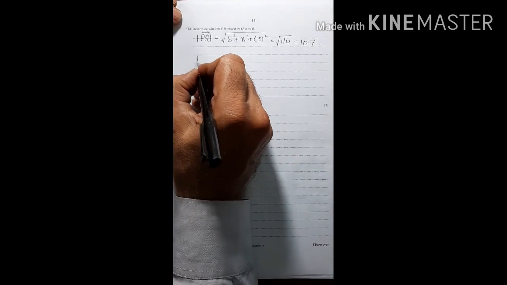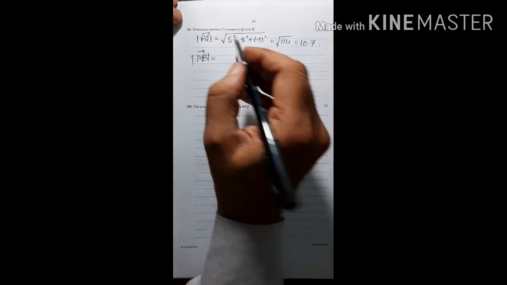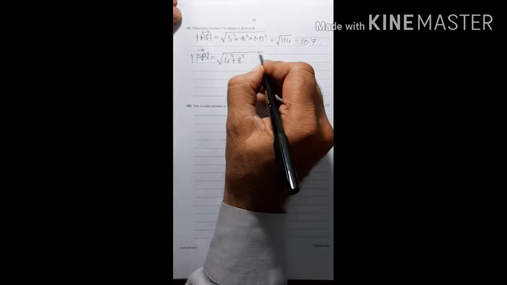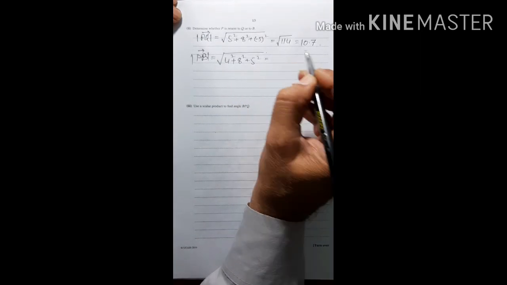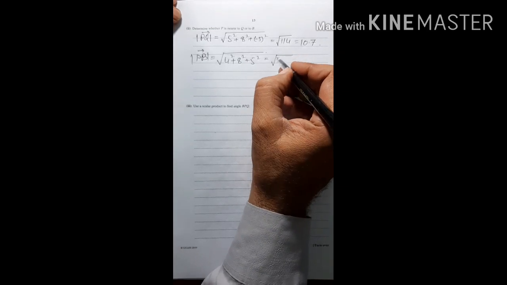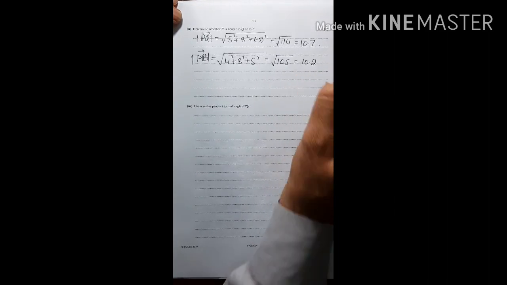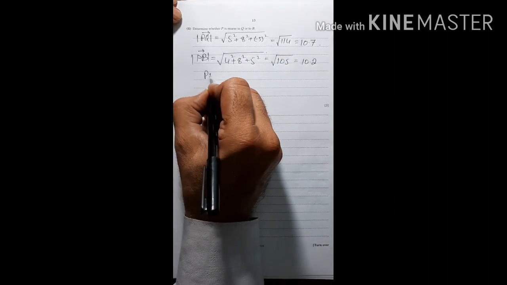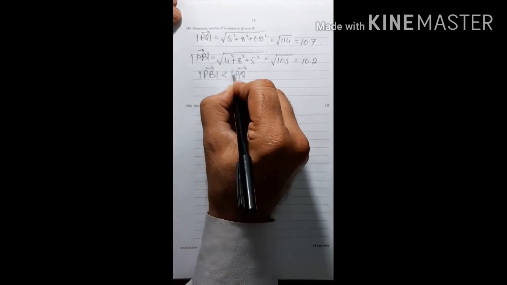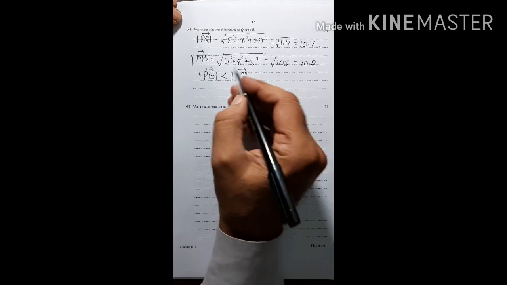And now PB is the magnitude of the vector PB, which is 4 square plus 8 square plus 5 square. So this will be the square root of 105, which is 10.2. So PB is less than PQ, because 10.2 is less than 10.7. It means P is near to Q.